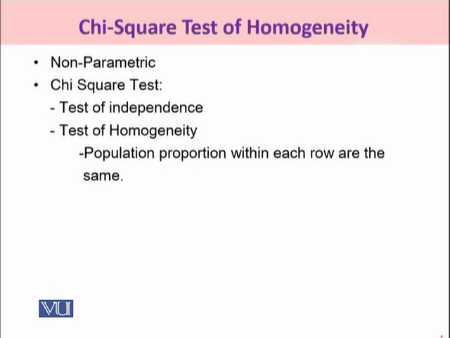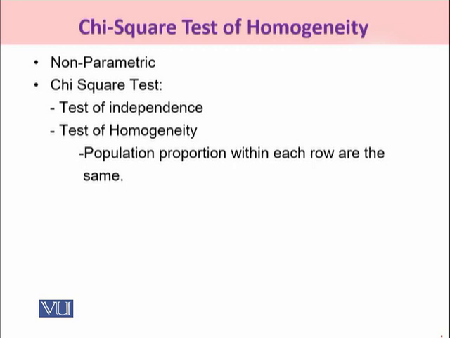You have already learned how we can make use of the Chi-square test to test the association between two types of variables that were categorical in nature. So students, now you are going to learn how we can use Chi-square in order to test the homogeneity between the population proportion row wise.